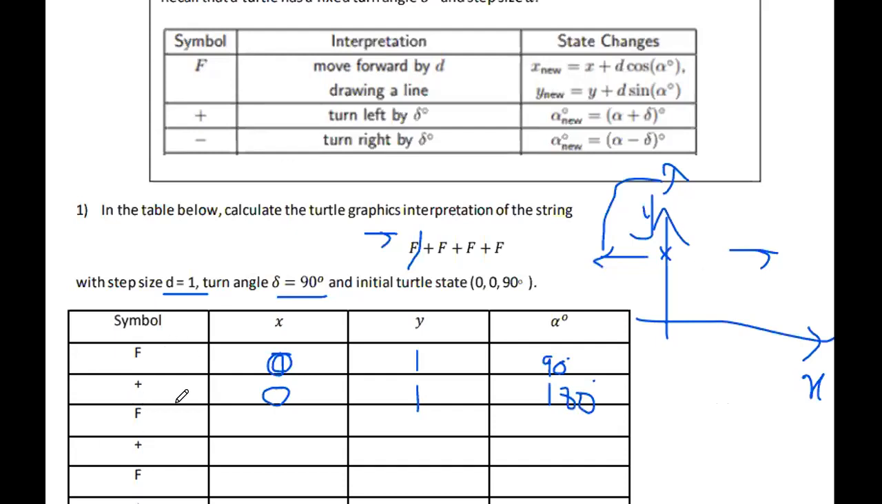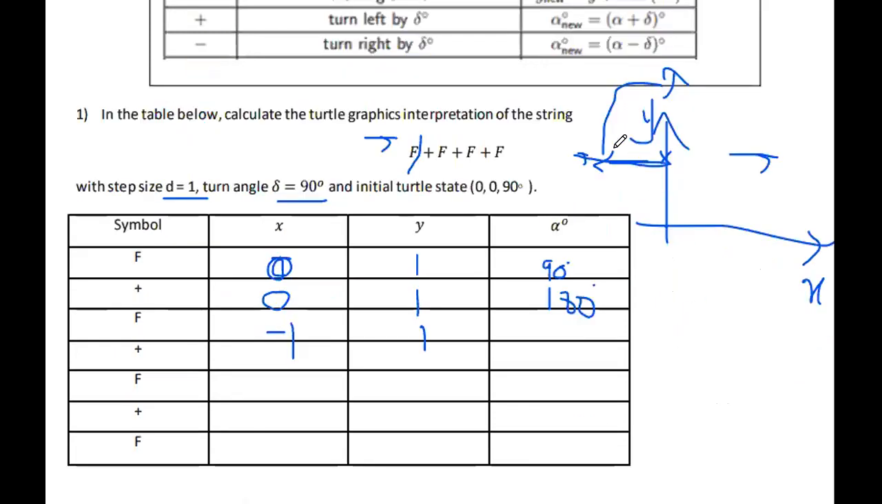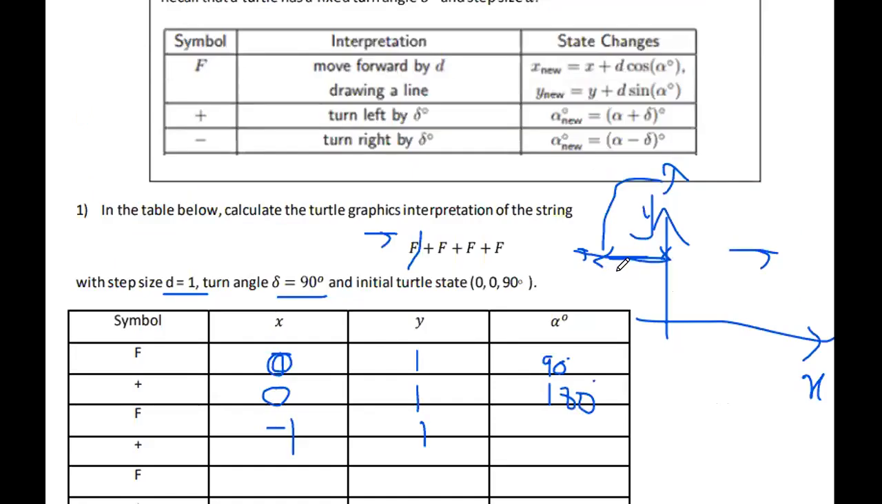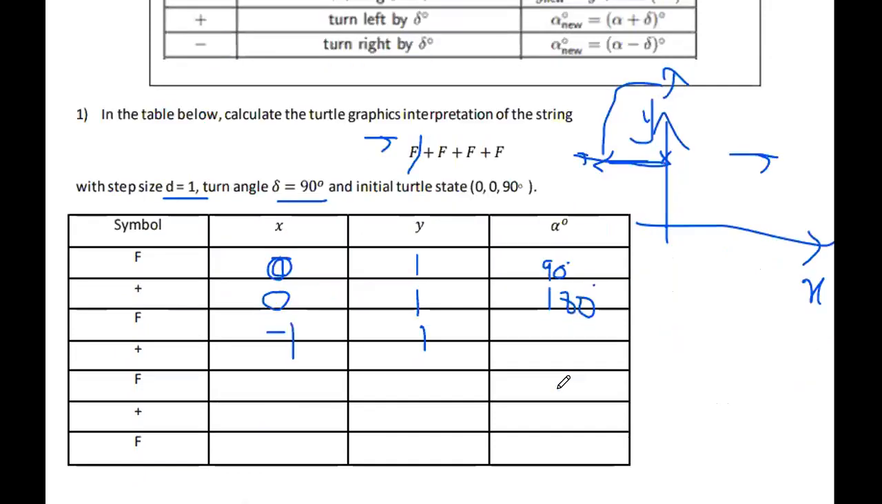Now the turtle moves forward by 1 centimeter. When you move forward by 1 centimeter, y remains the same, and x changes to -1. Like that, you can find these coordinates as well as the angle. The turtle is still facing this side, and 180 remains the same.